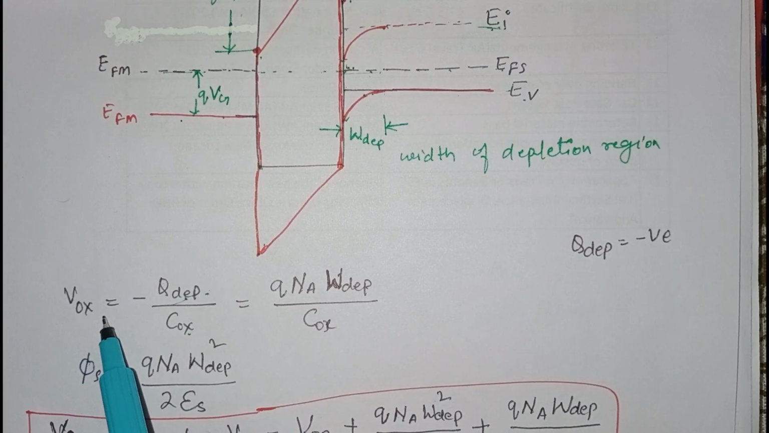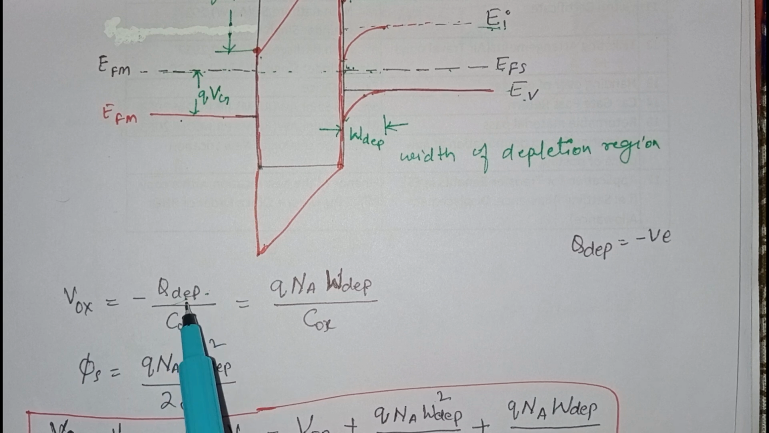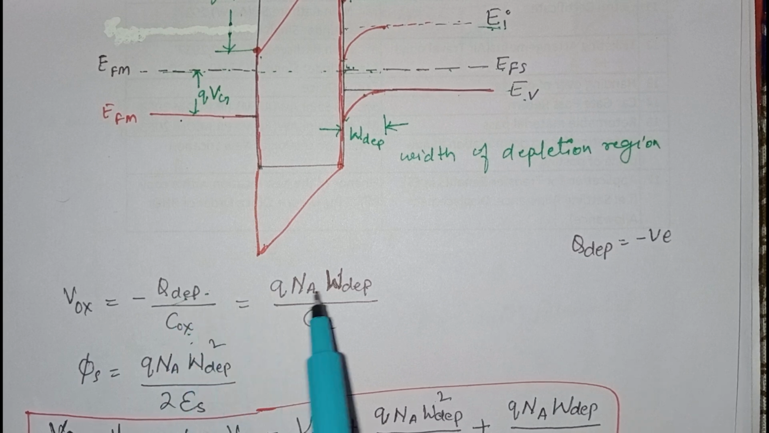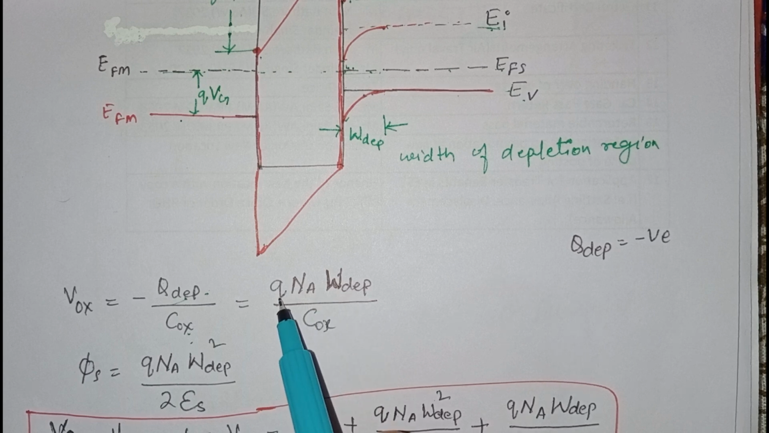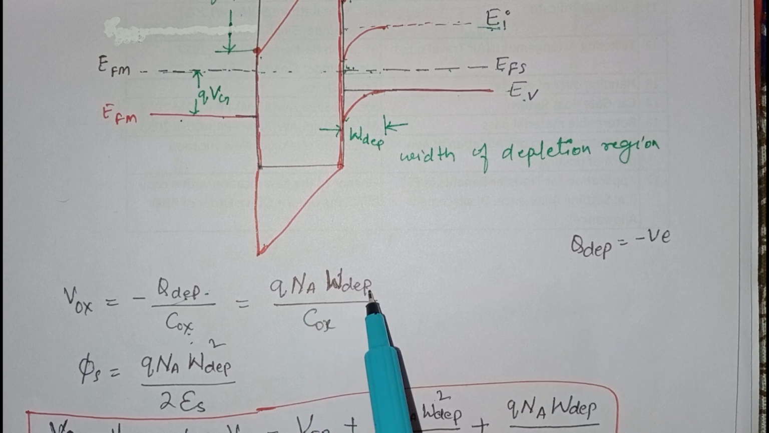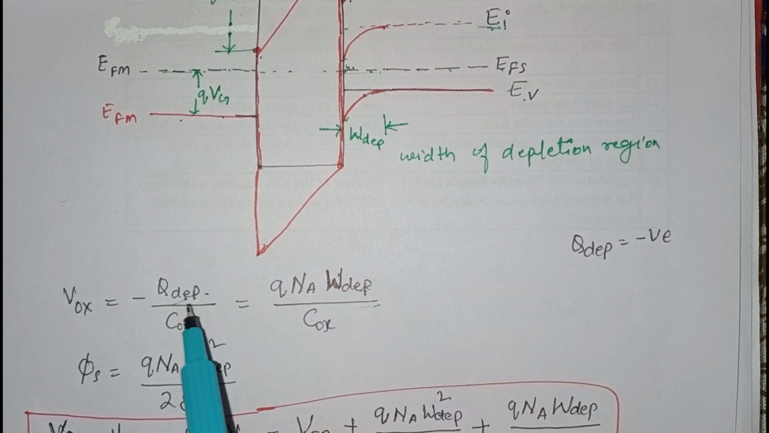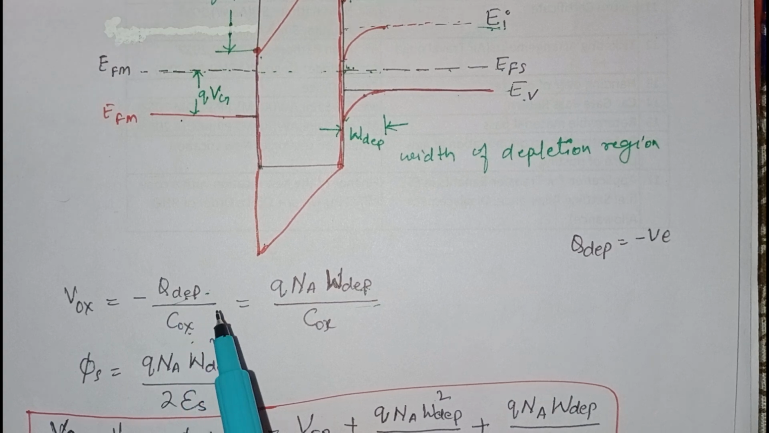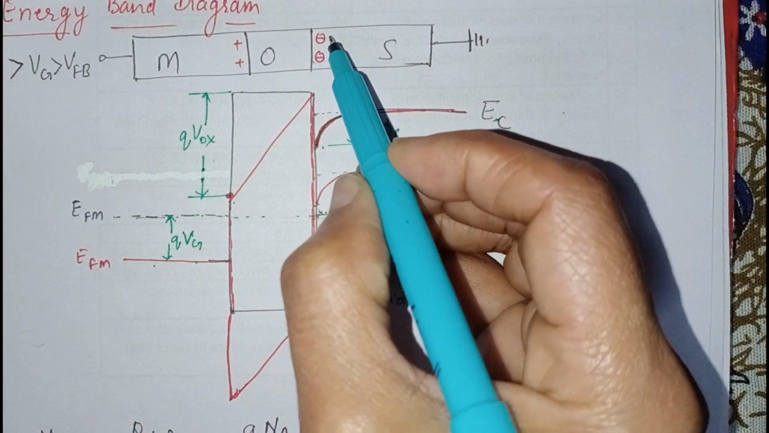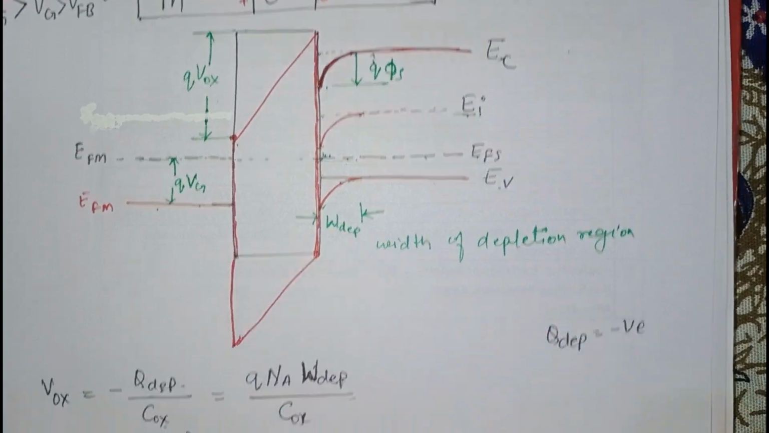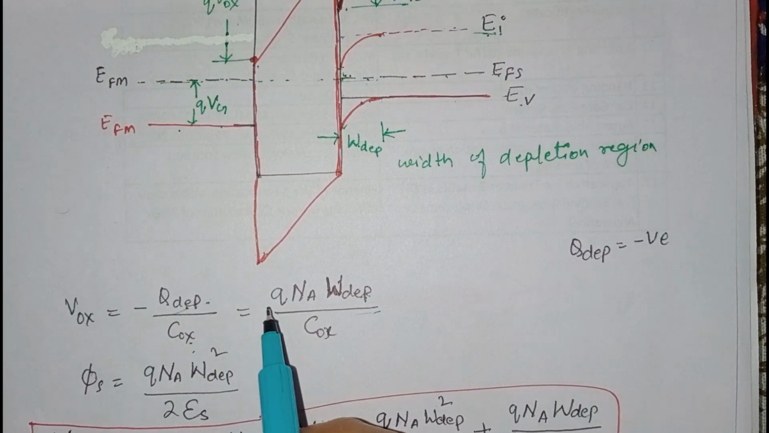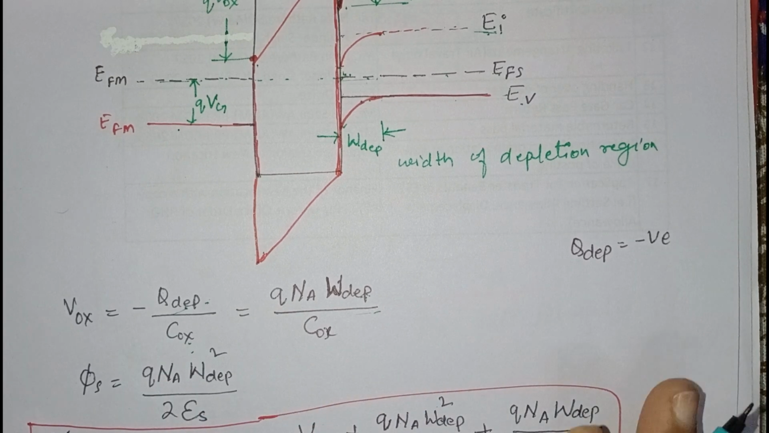The voltage drop across the oxide is given by minus charge upon oxide capacitance. This is the charge of the depletion layer. This charge of the depletion layer is given by this quantity Q times Na, where Na is the acceptor atom concentration, times WDEP, the width of the depletion layer, upon oxide capacitance. As these are negative charges, the negative acceptor ions, there will be omission of this negative sign.